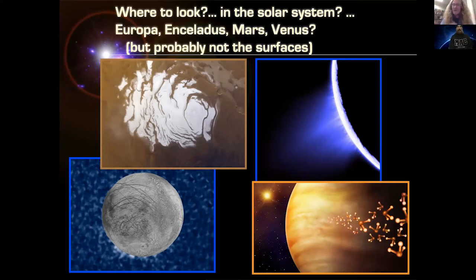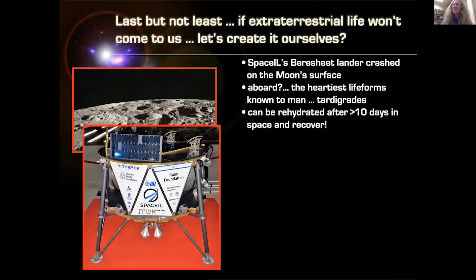We've got the debate over the last month or so about the detection of phosphine in the upper atmosphere of Venus. It was not a very nice environment. I guess the jury's still out on that one. But last but not least, if we can't actually find it, well, we can seed it ourselves.